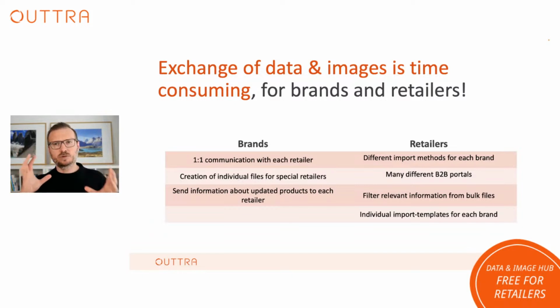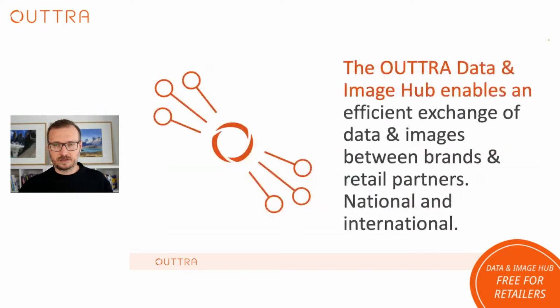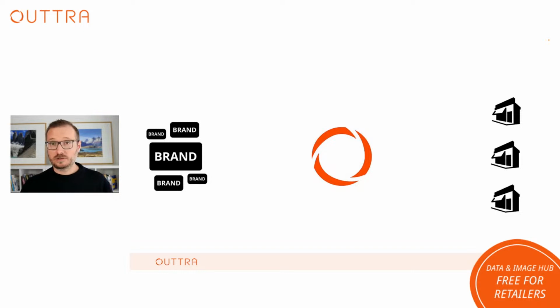And this is what we took as a base to see how we can create a good tool which tackles all these issues. The product we developed in the last 2 years is the OUTTRA Data and Image Hub, which enables exactly this. It enables the exchange of data and images between brands and retail partners, national and international. We always have in mind that you as a brand work internationally, and we as a tool provider also think internationally. How does the process look right now?